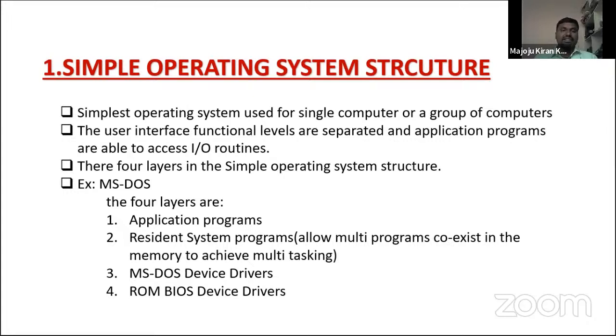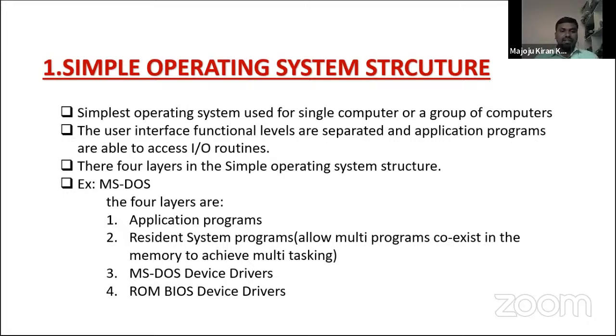And the simple operating system structure is very simple to create, and it was designed for a single computer or group of computers. The best example for the simple operating system structure is Microsoft Disk Operating System, MS-DOS. So MS-DOS is an example of a simple operating system.